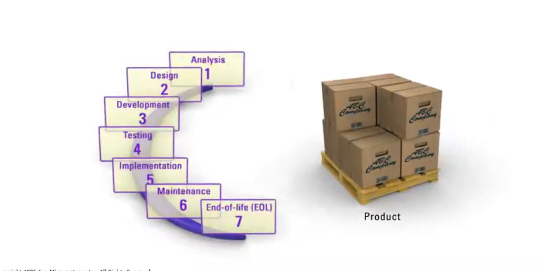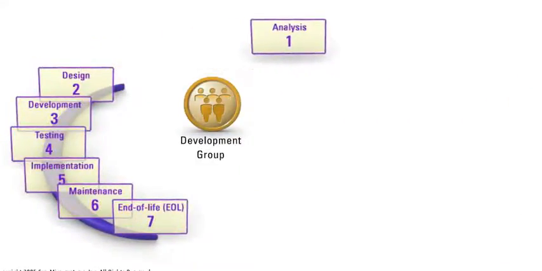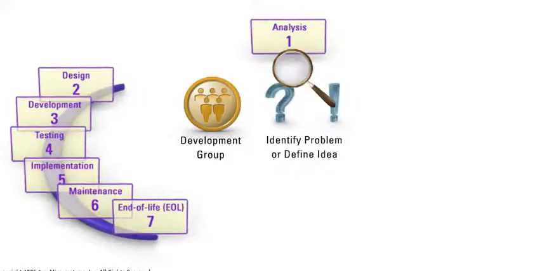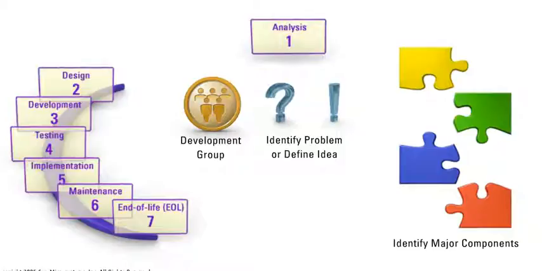In the analysis phase, the development group is responsible for identifying an already existing problem which needs to be solved, or for defining a new idea for an application. Once that problem or idea has been identified, they need to determine the scope of the problem, or its boundary. Once that boundary has been determined, they can then identify the key major components that fall within that boundary and fall within the scope of the project.